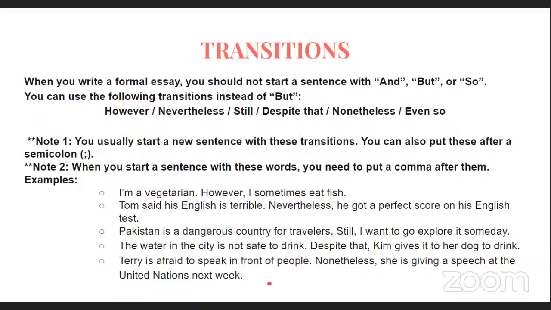Very good. So as you can see, whenever we are using these transitions, that means but. After all of them, we're going to use a comma. Comma, still, comma, despite that, comma, nonetheless, comma.